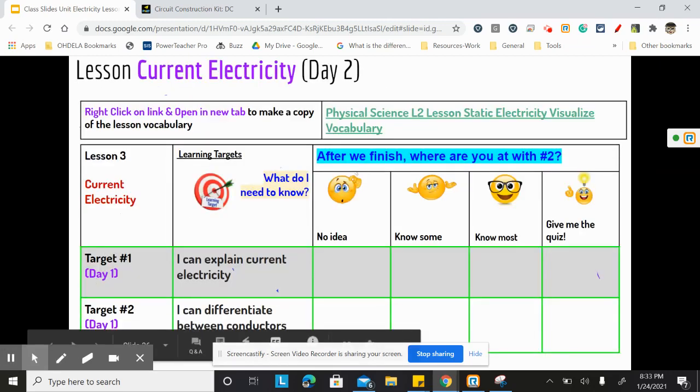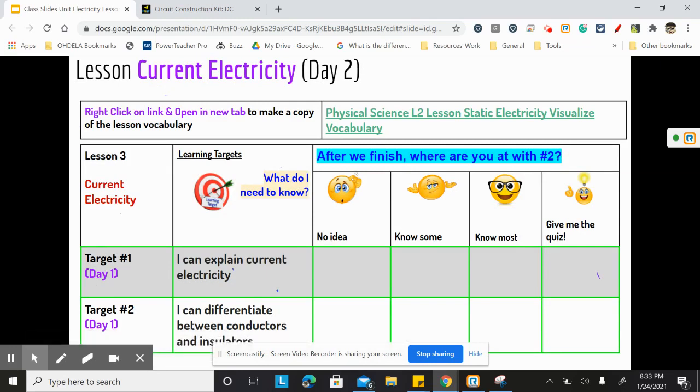That is our recording for learning how to differentiate between conductors and insulators. We have reached target number 2. After we finish, where are you at?